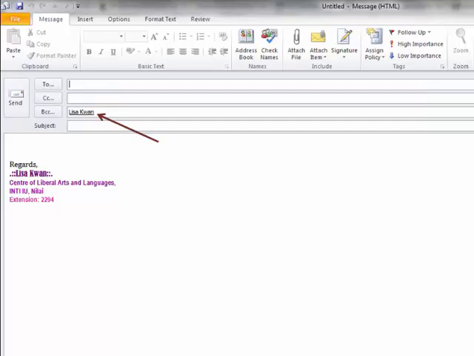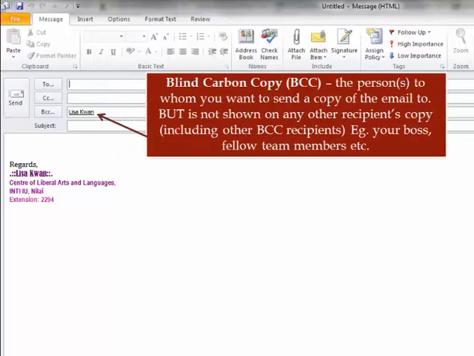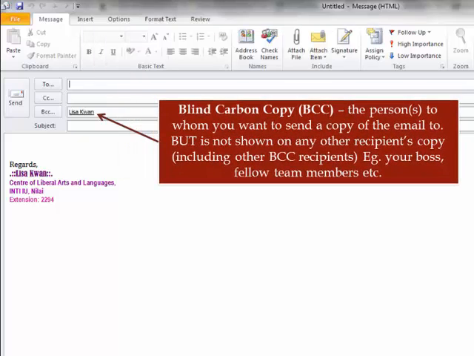So if CC is carbon copy, then what is BCC? Anyone knows? BCC actually stands for blind carbon copy. And this one is interesting. You write the emails of the persons to whom you want to send a copy of the email to, but it is not shown on any other recipient's copy, including other BCC recipients.